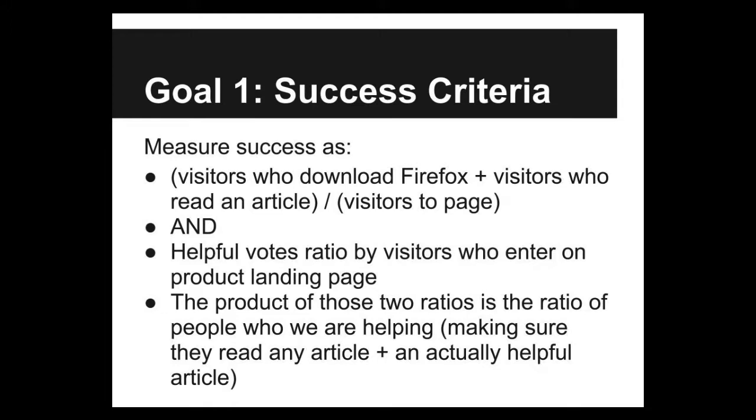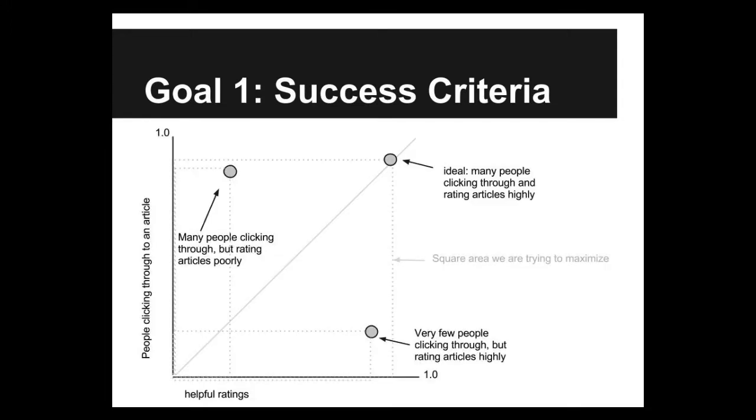And you can imagine this as a diagram. On the x-axis, you have the helpful ratings here. I'm not sure if you can see my mouse pointer. So helpful ratings are the x-axis. That is the 50% that I mentioned before, where we are right now. And people clicking through to an article, that is the y-axis.